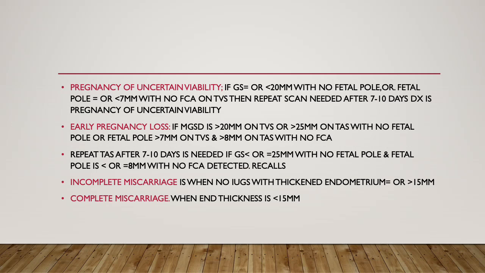Incomplete miscarriage is when there is no intrauterine gestation sac with a positive pregnancy test and a thickened endometrium, which is equal to or more than 15 mm. Complete miscarriage is after a positive pregnancy test when endometrium thickness is less than 15 mm. So these definitions are important.